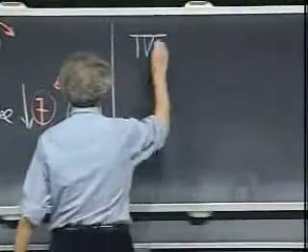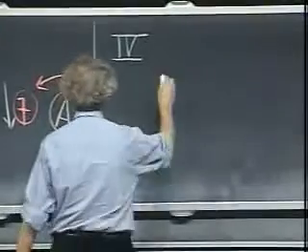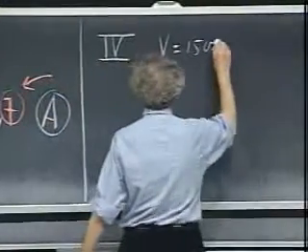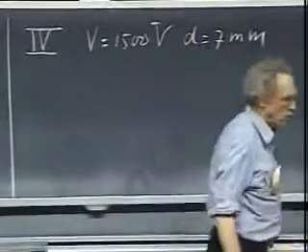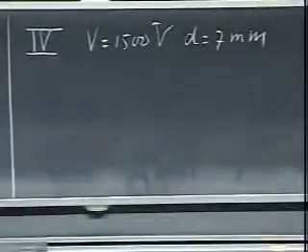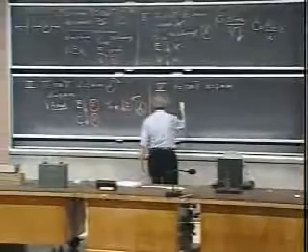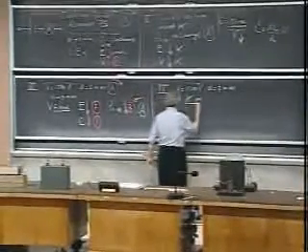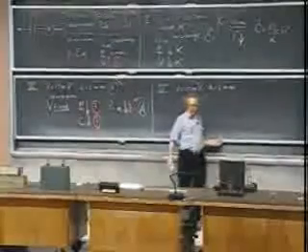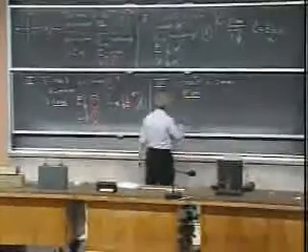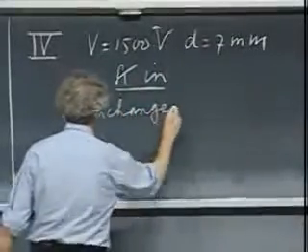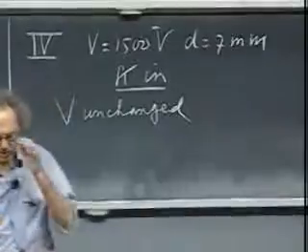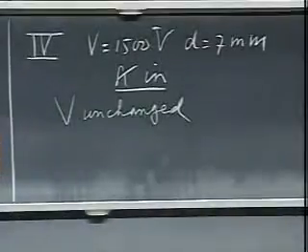So my experiment number 4, I start with 1500 volts. I start with D equals 7 millimeters. And I'm not going to change that. There's no dielectric in place, but now I put the dielectric in. So kappa goes in. What now is going to happen? Well, for sure, V is unchanged because it's connected with the power supply. So that cannot change. What happens with Q free?